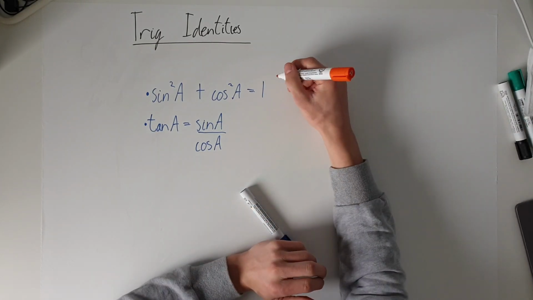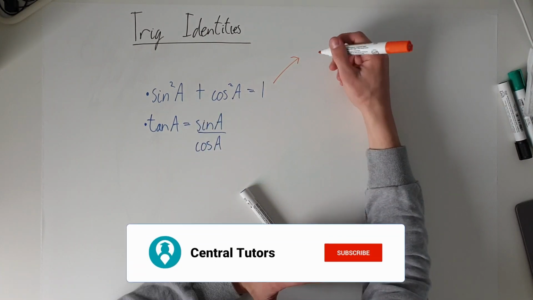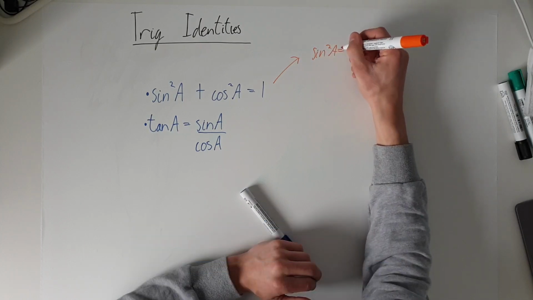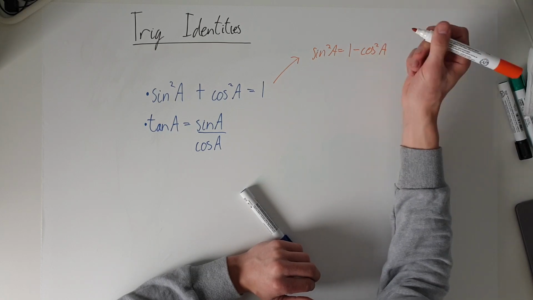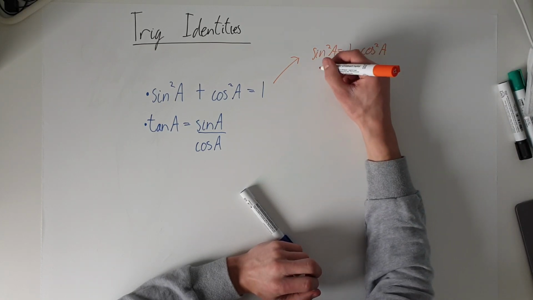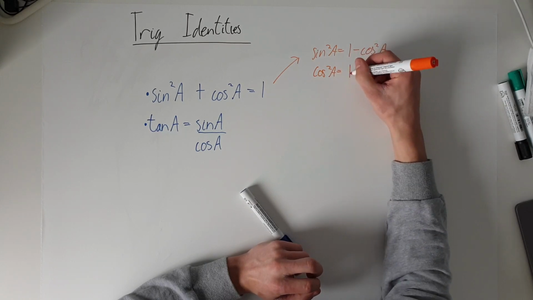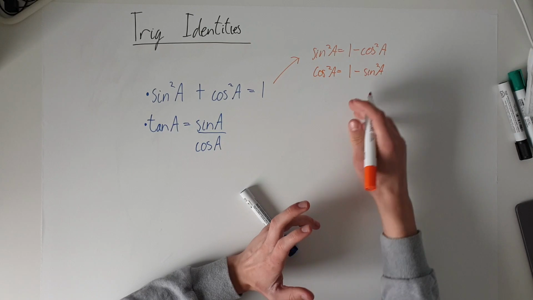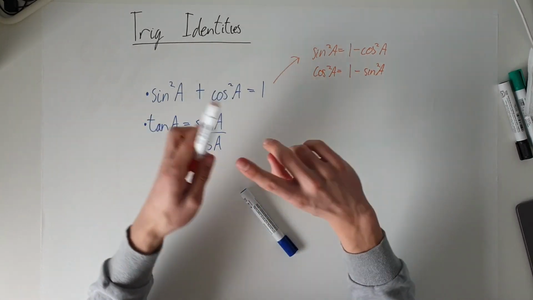So just for an example here, when we rearrange this, it's the same as, for example, sine squared a is equal to 1 minus cos squared a, and then cos squared a is equal to 1 minus sine squared a. And these are things to keep in mind because it might not always be perfect like this, and you may have to mess around with it a bit and rearrange it.